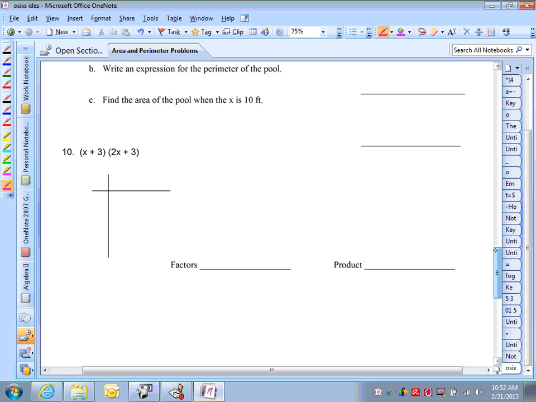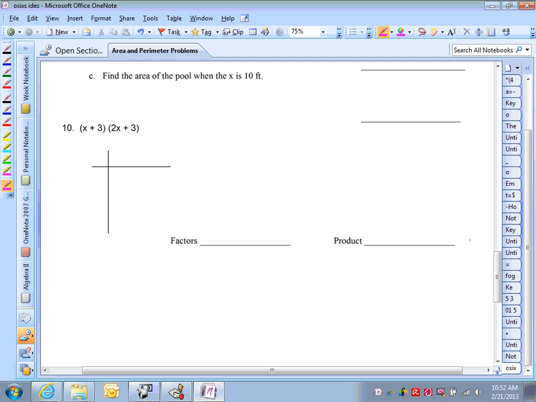Let's do the last problem, number 10. The rest of these problems are going to be your homework. So here, we're going to multiply x plus 3 times 2x plus 3. And I'm going to use algebra tiles because you will see algebra tiles on your test. And look, we have a little mat right here.